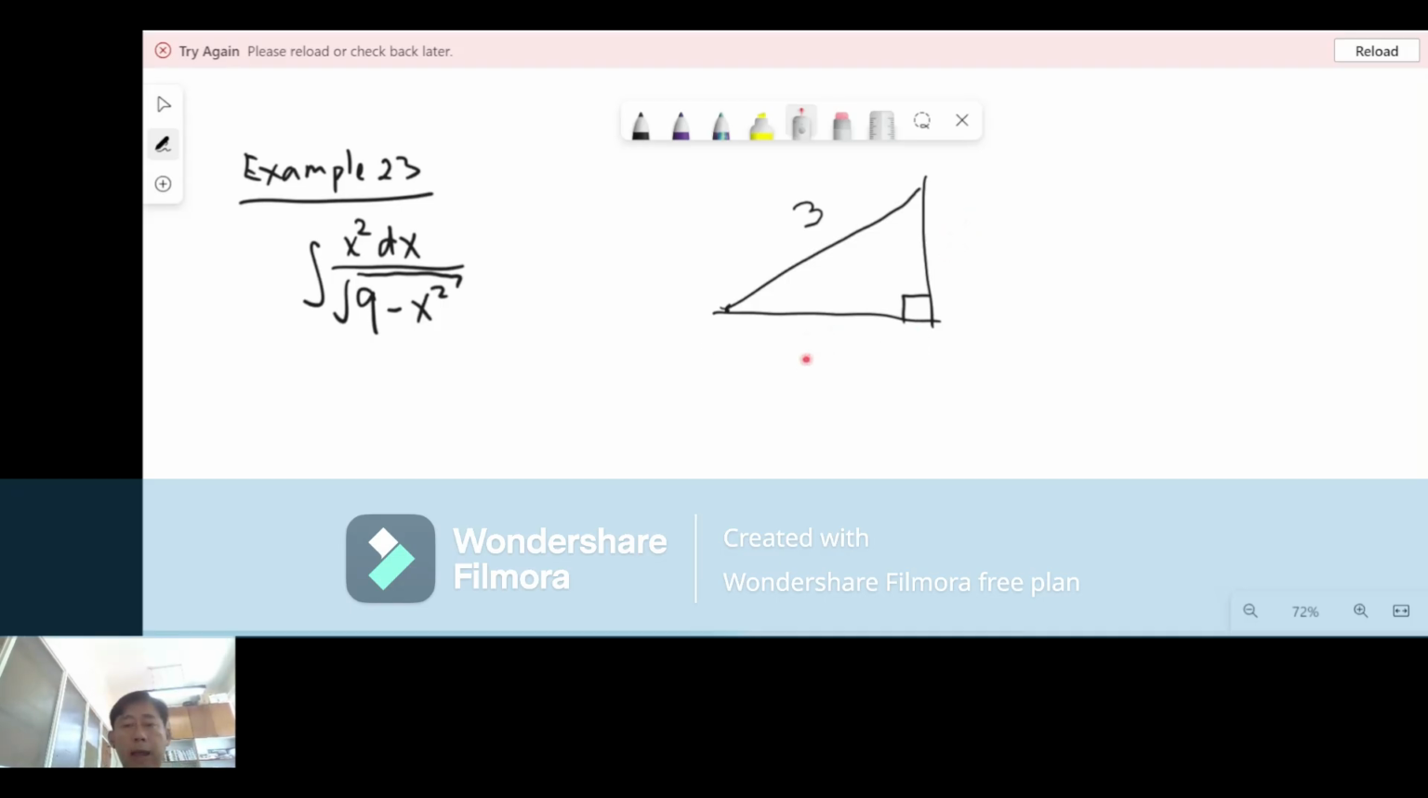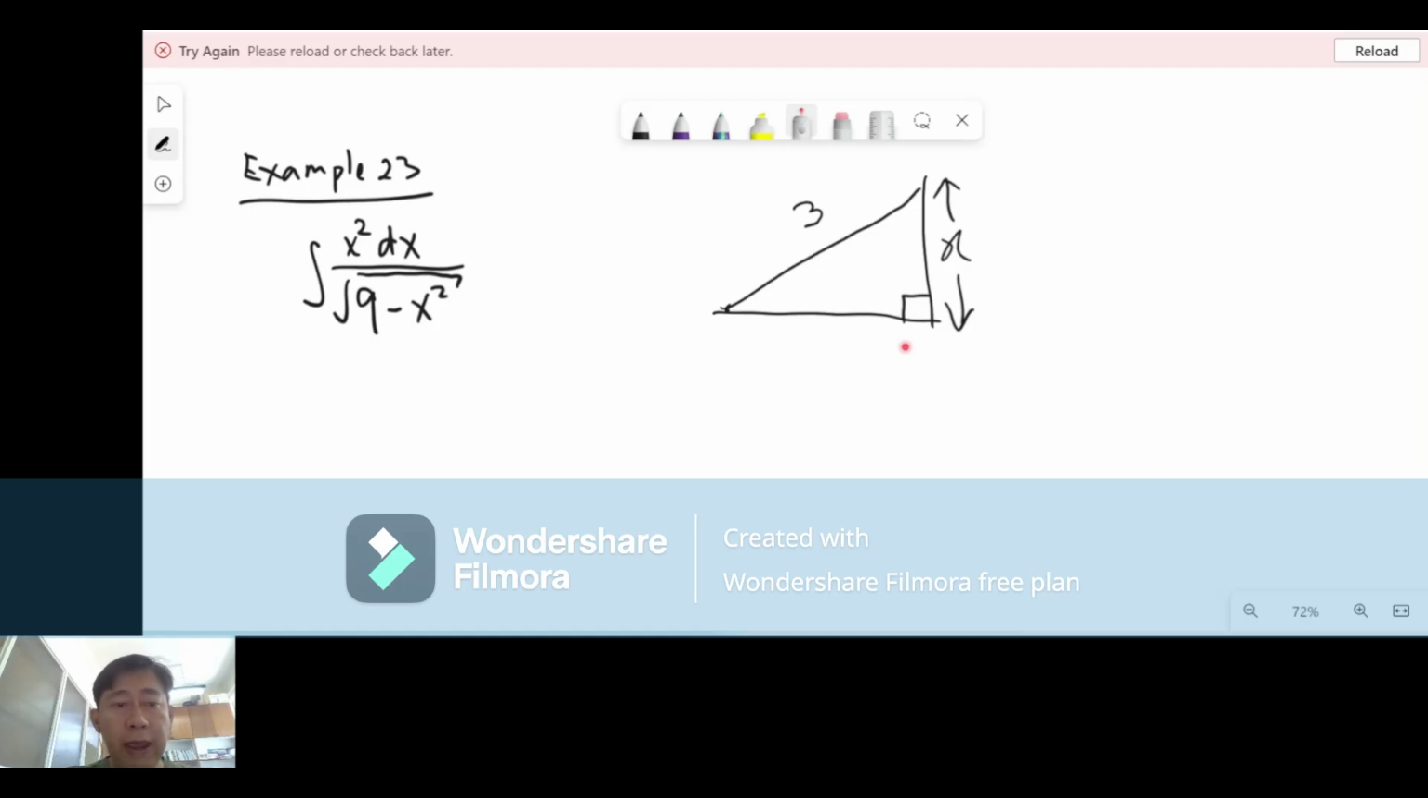Either identification is valid. You just have to choose where to label the x. Here we will choose to label the height as x instead of labeling the base as x. But I would like to remind you that if you label the base as x, the choice is also valid and you would also be led to the correct answer, but with slightly different algebra.